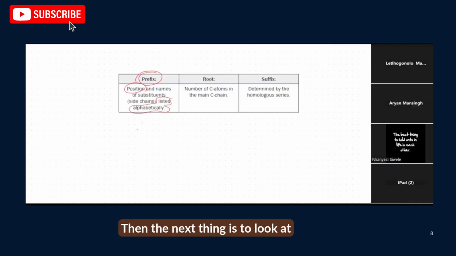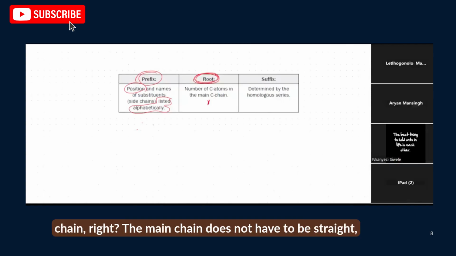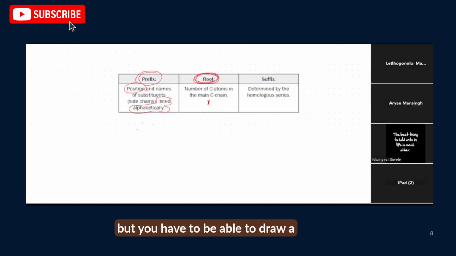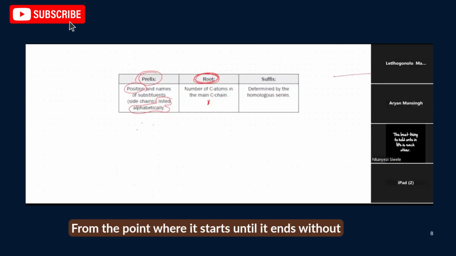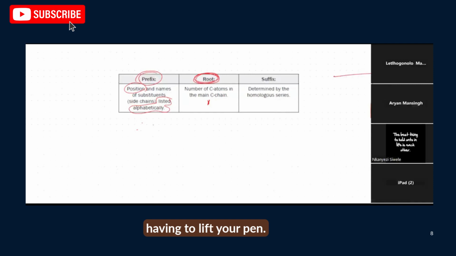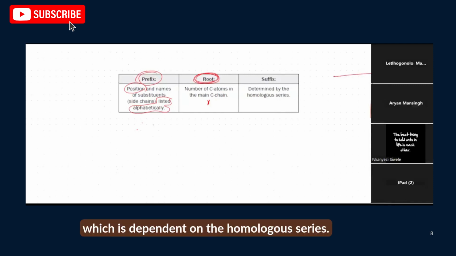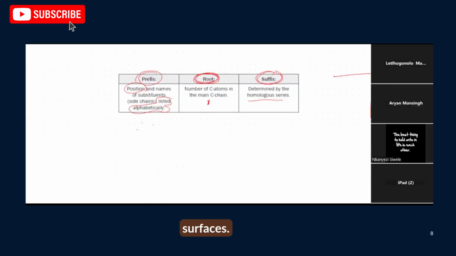Then the next thing is to look at the root. The root is focused on the main chain. The main chain does not have to be straight, but you have to be able to draw a line from the point where it starts until it ends without having to lift your pen. Then we have your suffix, which is dependent on the homologous series. We saw the different homologous series having different suffixes.